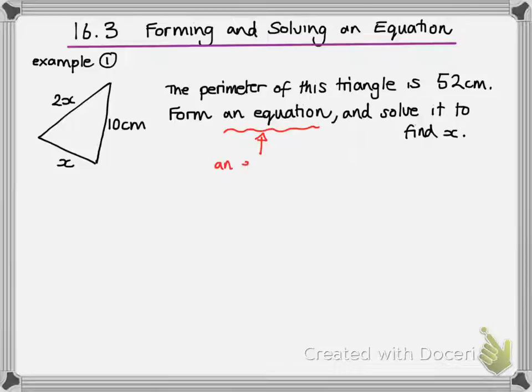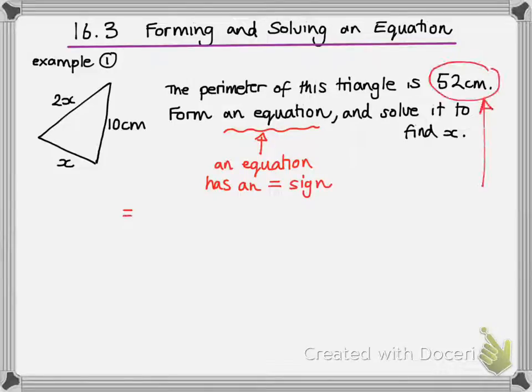As soon as we see that word, an equation, we know that there must be an equals sign in the middle. What other clues does the question give us? Well, it mentions the perimeter of the triangle. It says the perimeter is 52 centimetres. So, let's put that on one side of our equation.